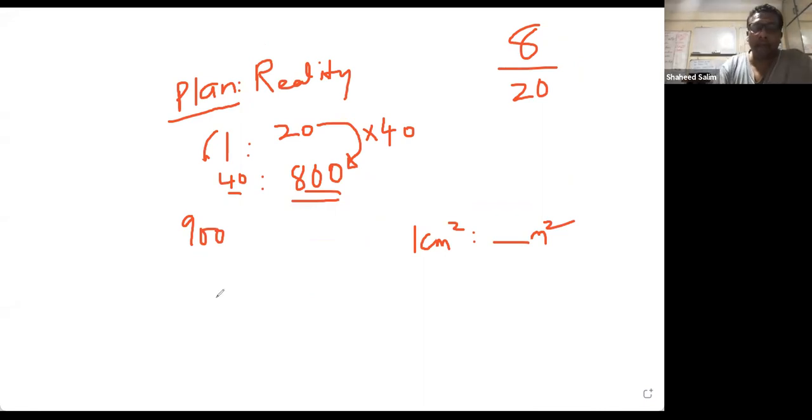Okay, this is now a drawing. You must see this. This one is now on the map. Imagine it's on the map. So 1 cm, let's say this line here is 1 cm. Reality will be how much?